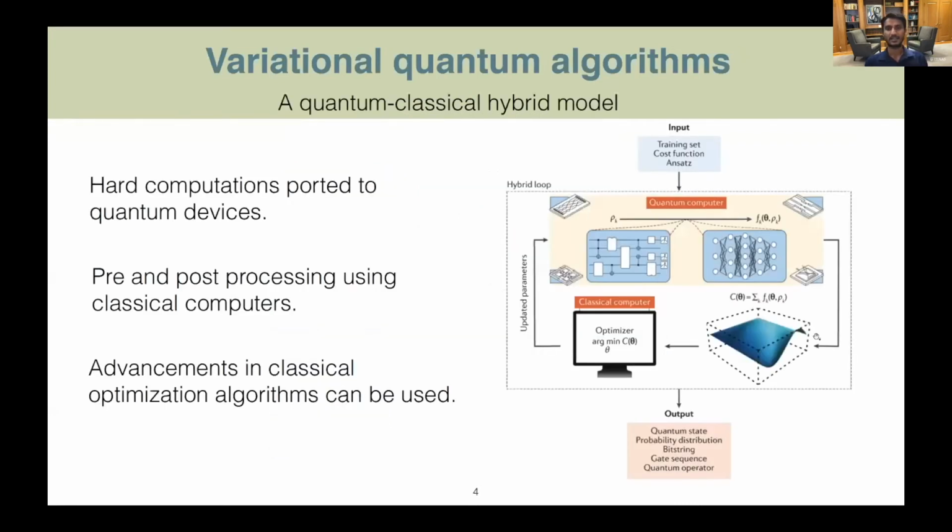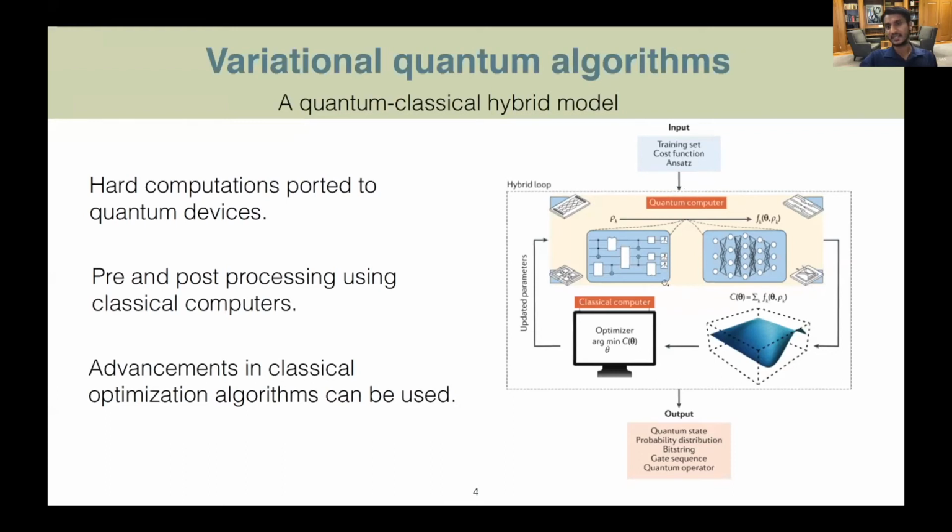As we saw in the previous talk, variational quantum algorithms are based on a quantum classical hybrid model, where you have input, and that input is encoded and fed to a quantum computer. The quantum computer gives a state, and that state is used to compute the cost function and do optimization in a classical computer. And then this cycle keeps happening until we get to some convergence level.